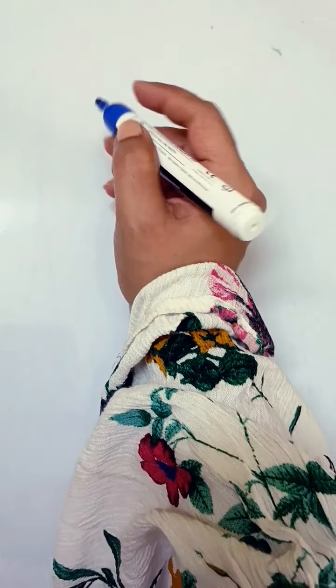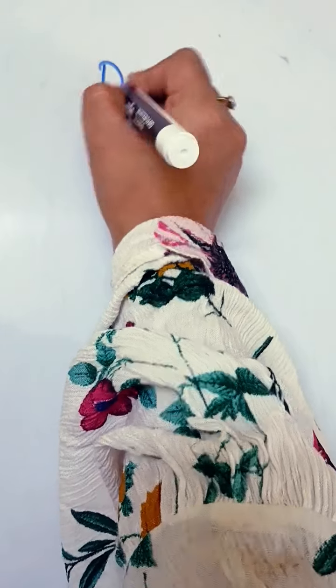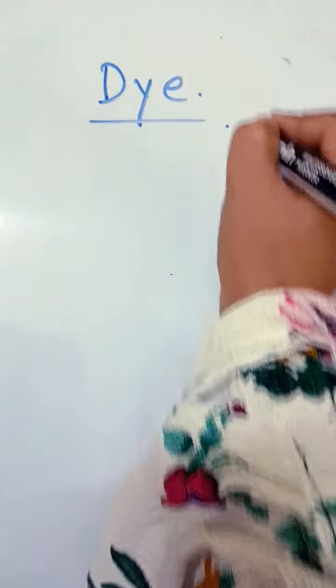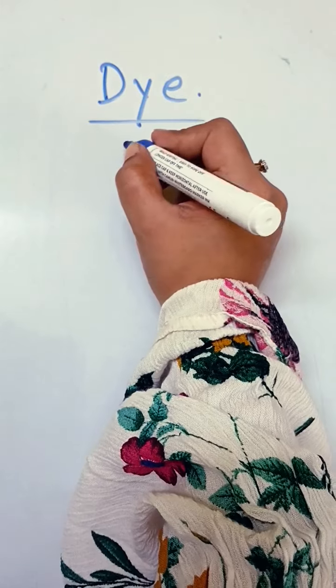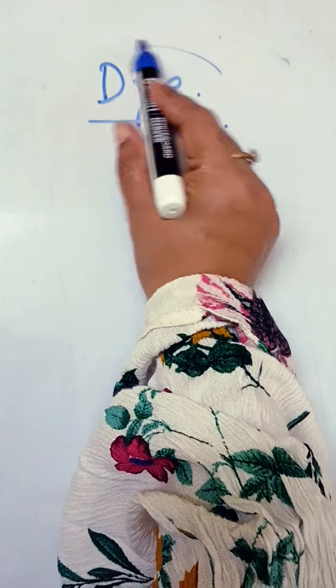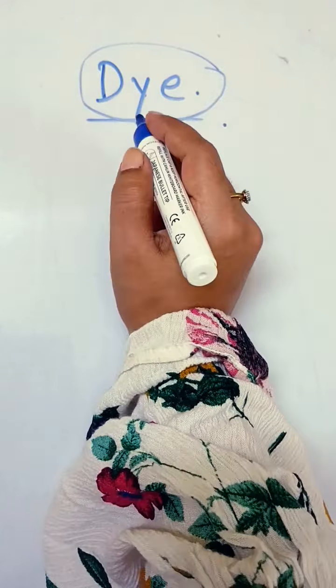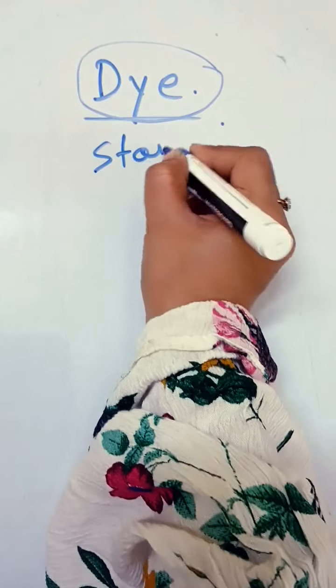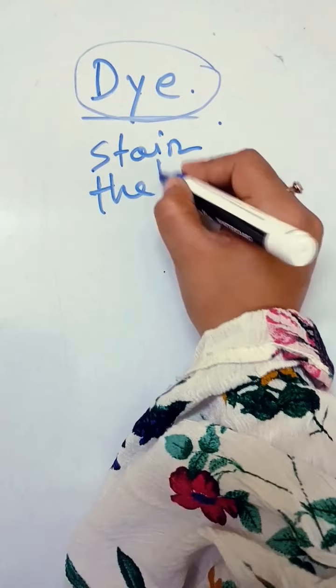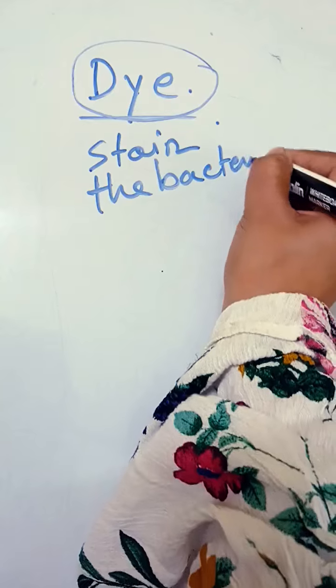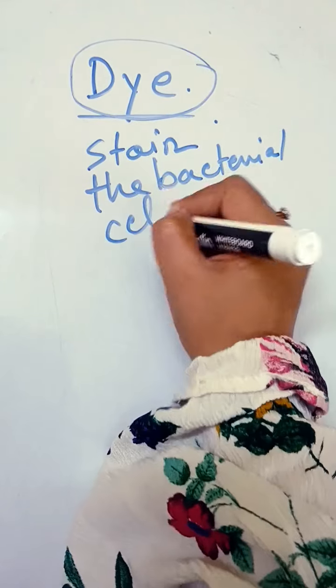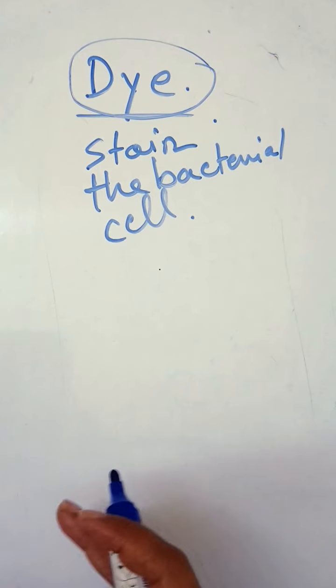Hey everyone, today in this video I'll be talking about dye. Now dye is very important in microbiology. Why? Because these types of dyes are used to stain the bacterial cell, and we can see them under a light microscope. So, what is a dye?